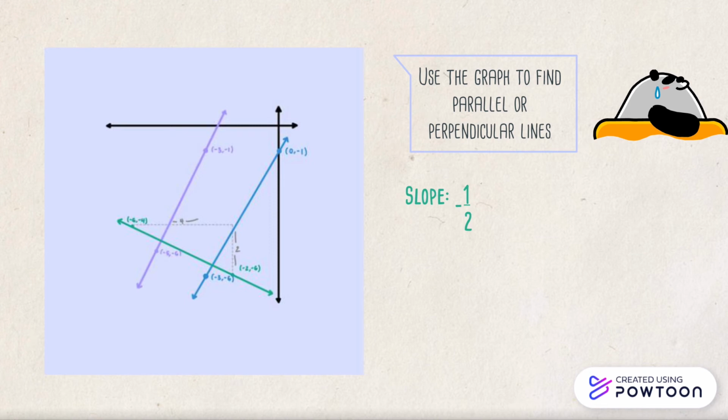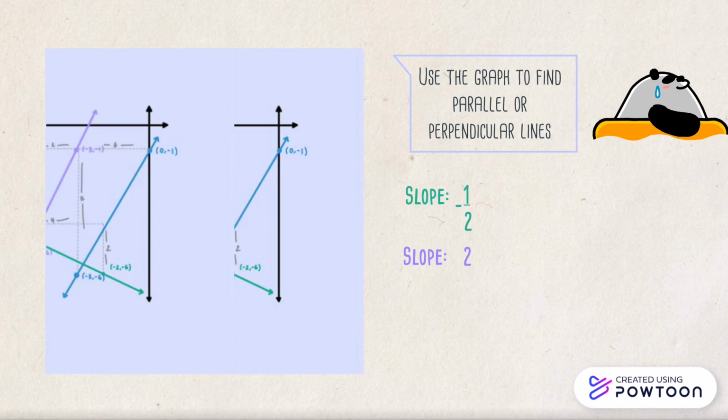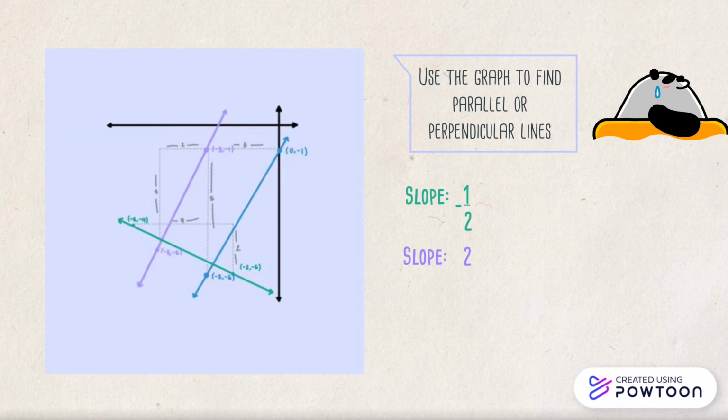All right, next we're going to look at the purple line. We're going to see that it goes up 4 and to the right 2. And we can write that as 4 over 2. And we can simplify that down to 2 because 4 divided by 2 equals 2. All right, lastly, we're going to look at the blue line. We can see that it goes up 5 and to the right 3. So that can be written as slope equals 5 over 3. And we're not going to simplify this because it can't be simplified any further than it already is.